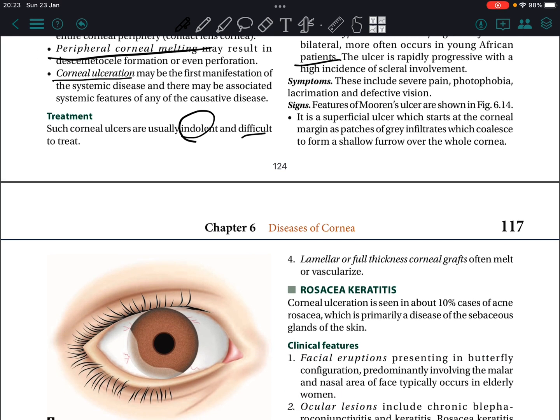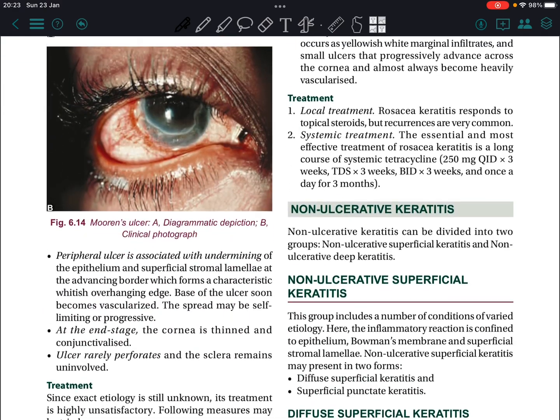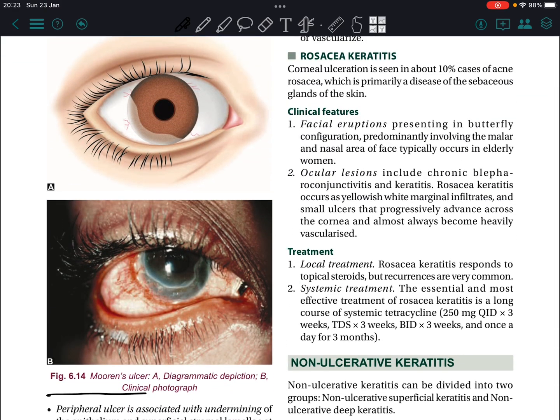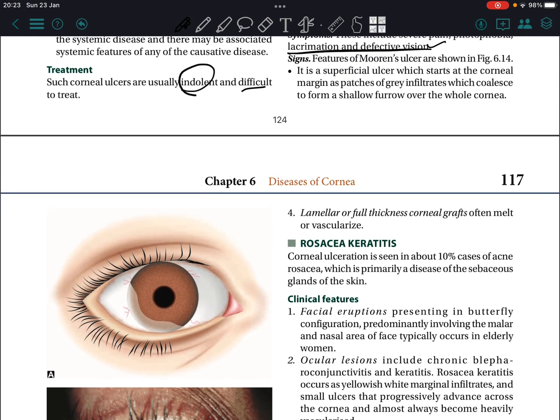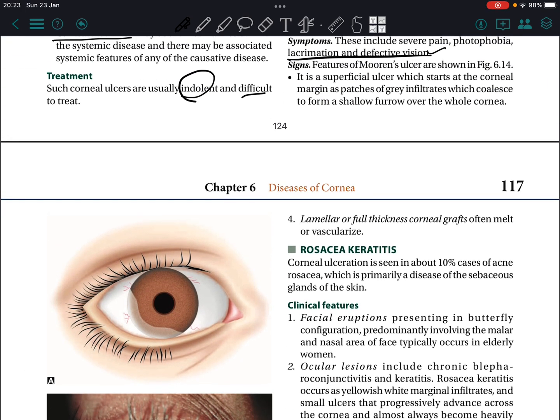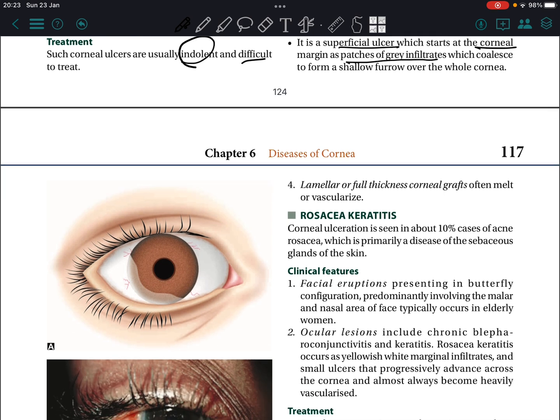Symptoms. These include severe pain, photophobia, lacrimation, diminution of vision, etc. Signs. Features of Mooren's ulcer are shown in figure 6.14. Mooren's ulcer, diagrammatic depiction. Clinical features. Signs. It is a superficial ulcer which starts at the corneal margin as patches of grey infiltrates.